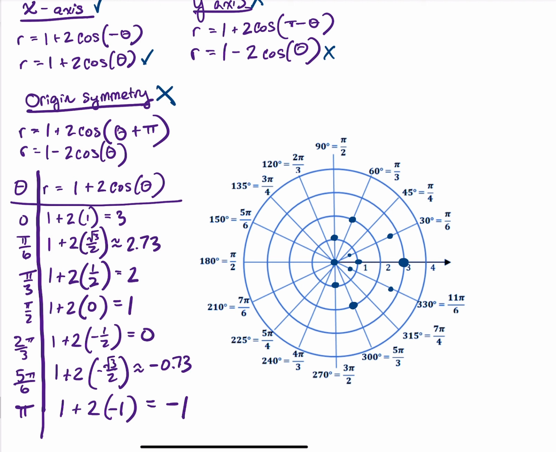So let's try to trace this out. We start at 3, 0. Then continue. So we're getting our curve. Let me try to make this a little bit nicer. And then notice we're going to produce this inner loop. And then it curves back out.